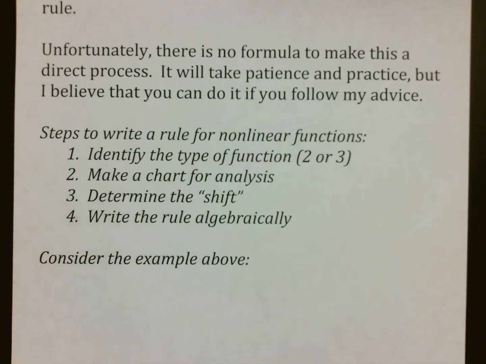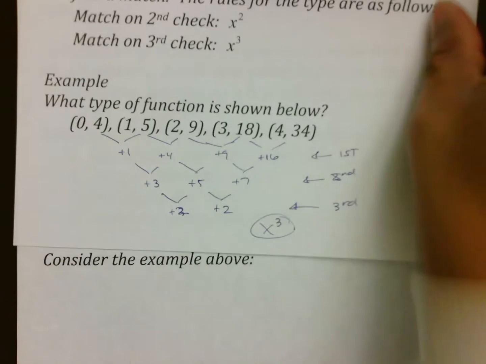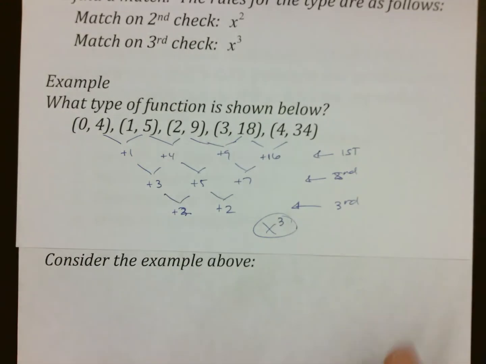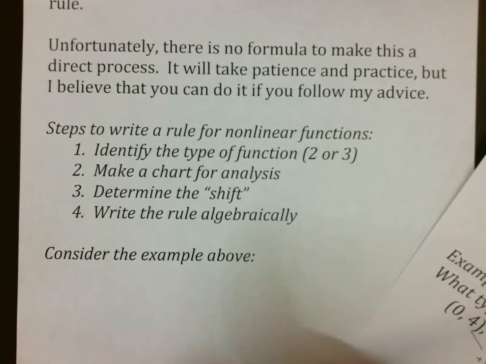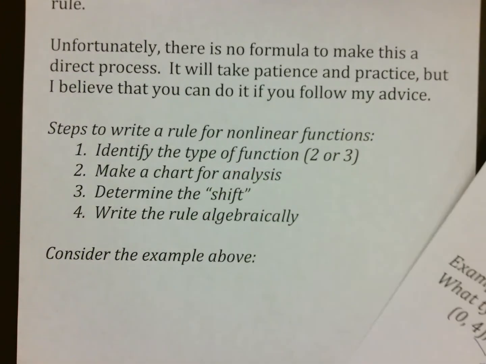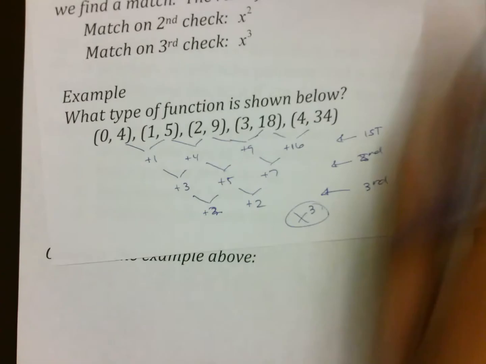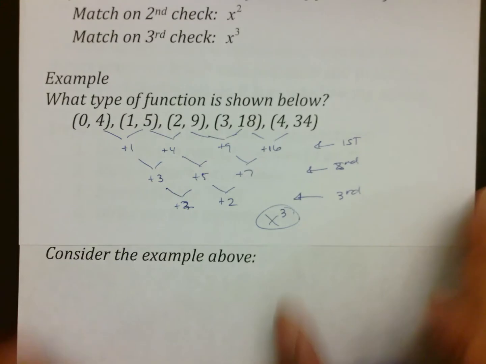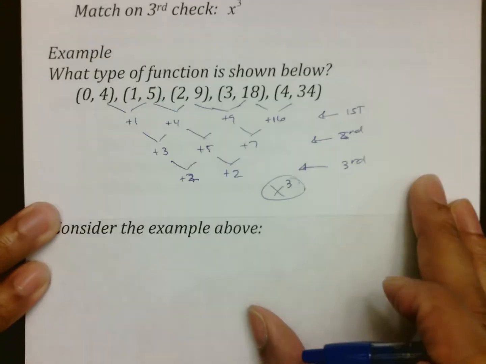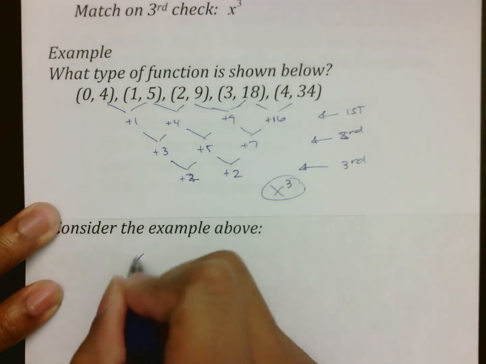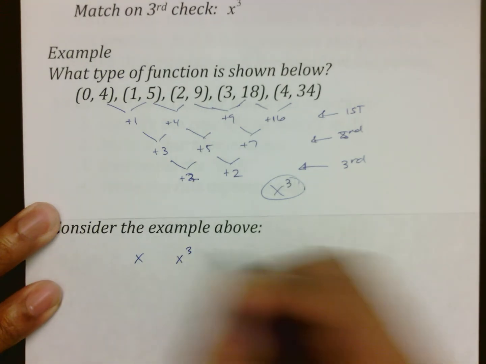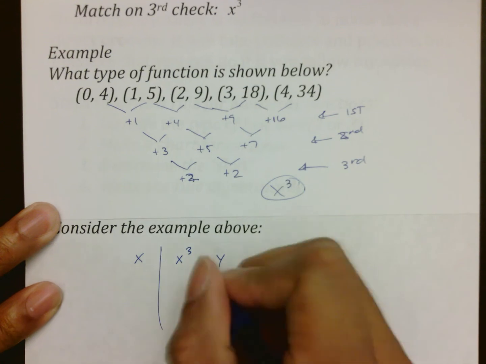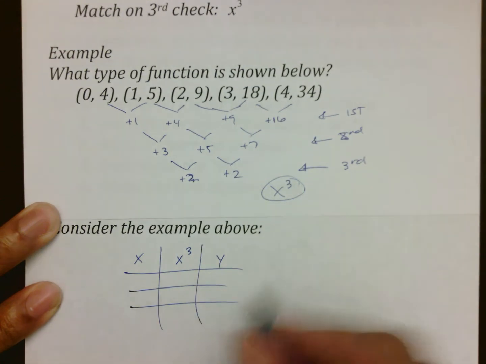So looking at the example above, which was this one. Once we have found out the type, which was step one, it says make a chart for analysis. Now here's what you want to do. Depending on what it is, again, this is only for those that have x to the second or x to the third. Your chart is very basic. You want to put your x down, you want to put whatever type it is, which is x to the third, and you want to see what y is. From there you list everything.